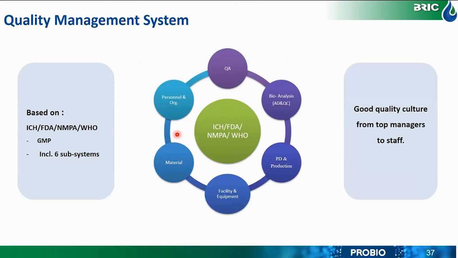Also, we have a full quality management system based on ICH, FDA, MPA, and WHO. And our quality system was established based on applicable regulations and standards, including 6 major subsystems: QA, QC, production, facility and equipment, material and personnel. Besides the system, we ensure compliance and provide high quality products. We also have a good quality culture from the management team to the operation team. We take quality as the highest priority goal and have a good GMP mindset, and fully understand that quality is designed and implemented by the production, QC and GXP teams.